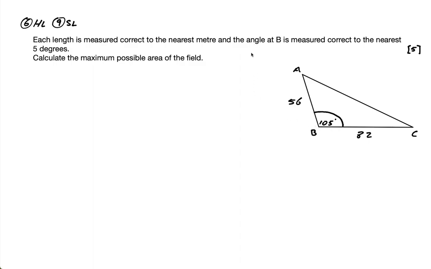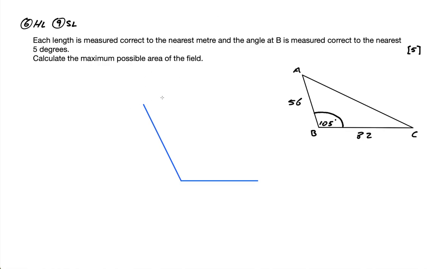Okay, the first thing to get straight is, are we trying to find the upper bound or the lower bound of both the lengths and the angle? And the answer is, well, it's different depending which one we're doing. For the lengths, if you think about a triangle, we're trying to get a maximum area. If we increase the lengths, do we increase the area? And the answer is, yeah, we do.